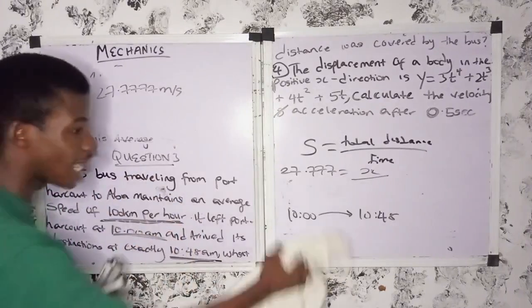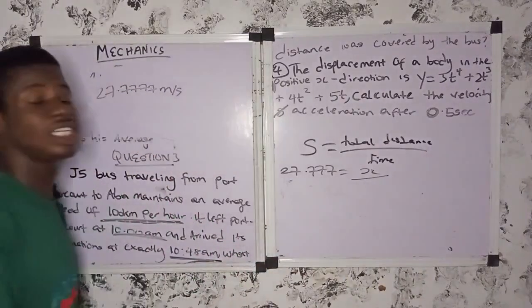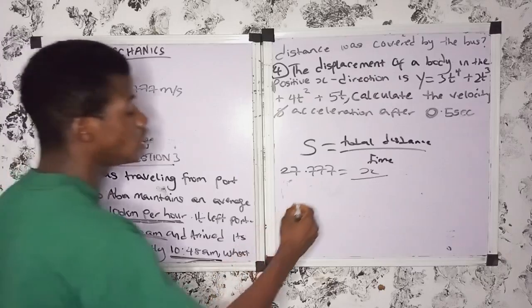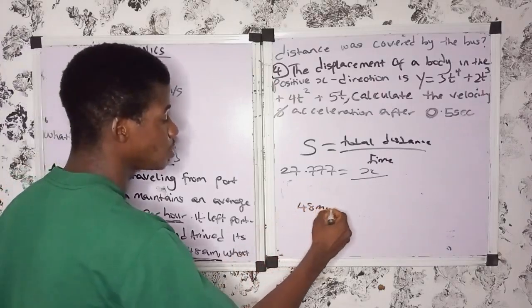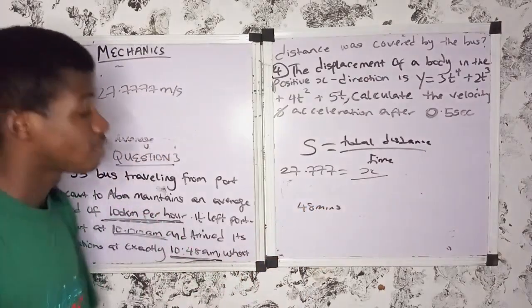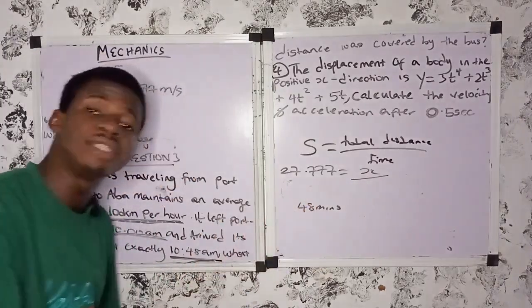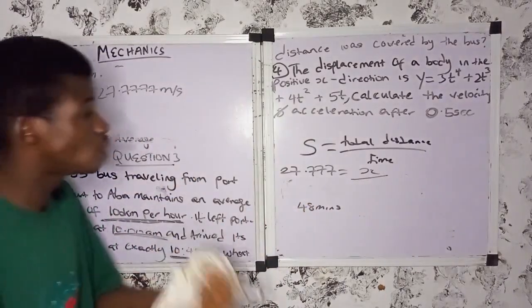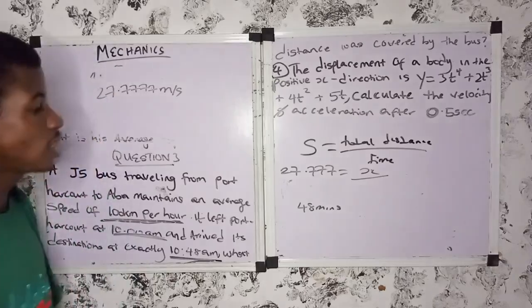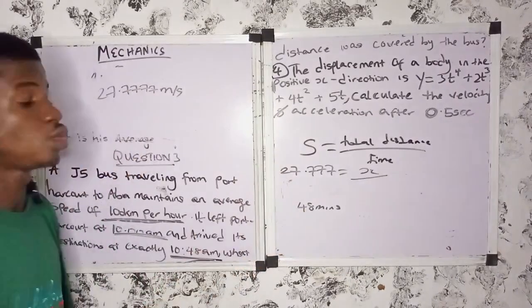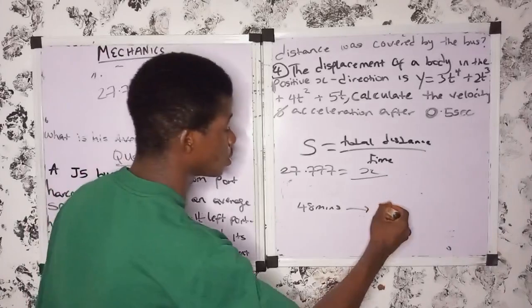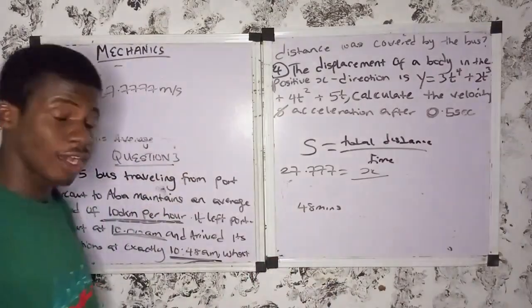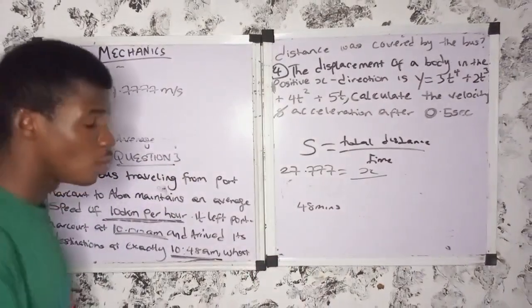Okay, so the time it takes it to reach its destination is 48 minutes. We are not going to use this 48 minutes to solve. We need to convert it to seconds. So we are converting this 48 minutes to seconds, right? According to the conversion factor, we all know this one.